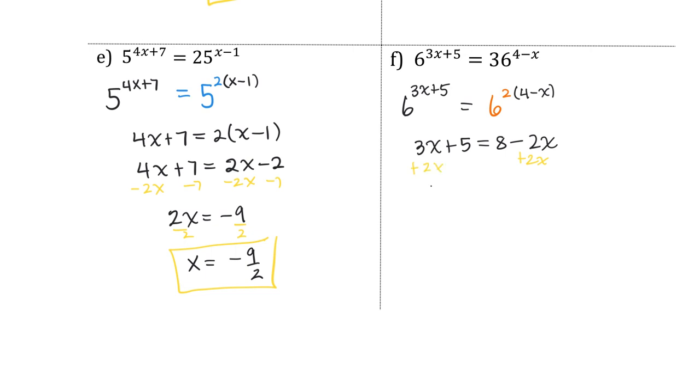Okay, I'm going to bring it down, but if you want to cancel the 5 at the same time, go ahead. As long as you are showing your steps along the way, your work could be different. Divide by 5. Looks like I got a fraction again, so I have x equals negative 3/5.